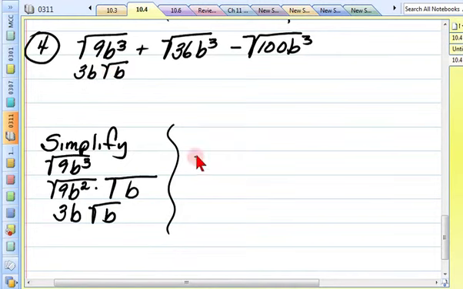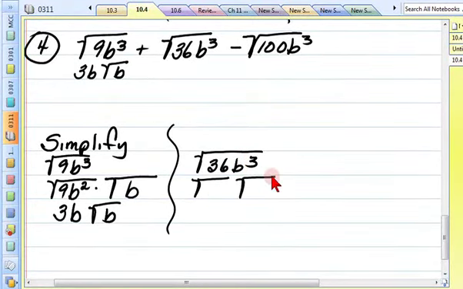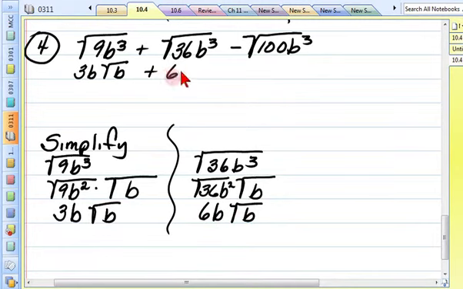Second one, I've got the square root of 36b to the third. Perfect square factor. Square root of 36, well, I'll put it in the front. I'll keep 2 of the b factors in the front and send a single one to the back. So I have in the front 36b squared and in the back square root of b. Take the square root, 6b times the square root of b. Put it up at the top.